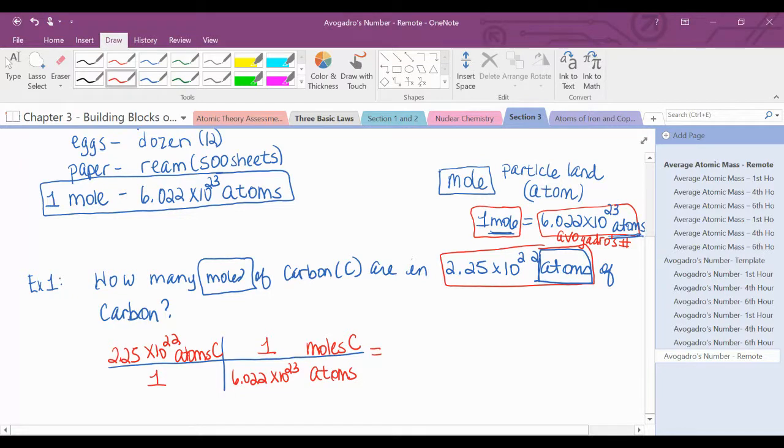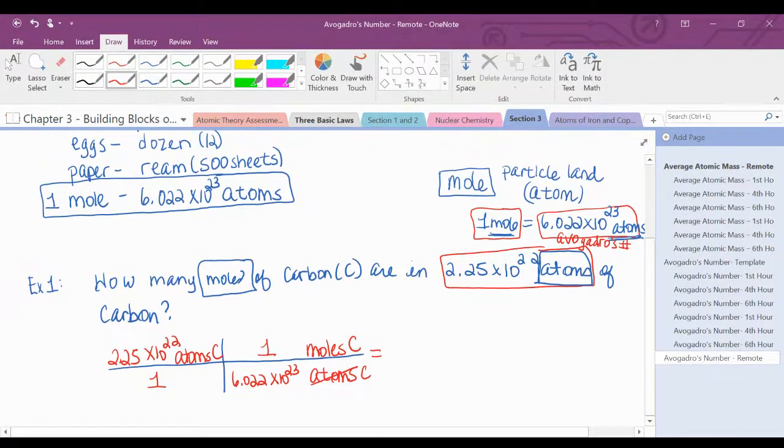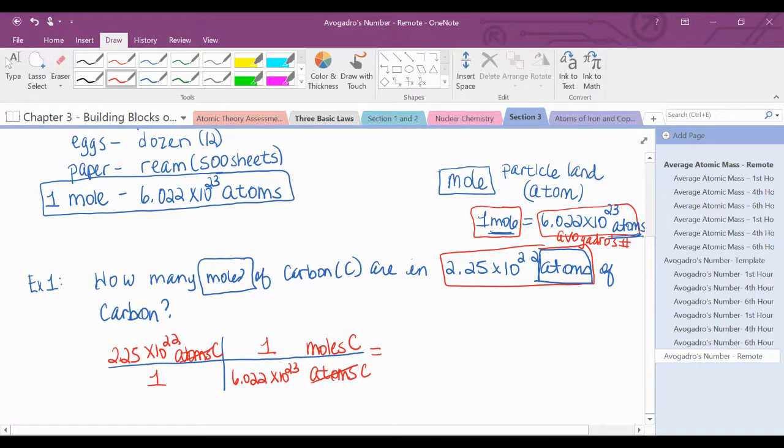Okay, then we're ready to solve because my atoms are going to cancel and I'm going to have moles of carbon. So we're going to multiply across the top. Anything multiplied by 1 is still itself. And we're going to multiply across the bottom.